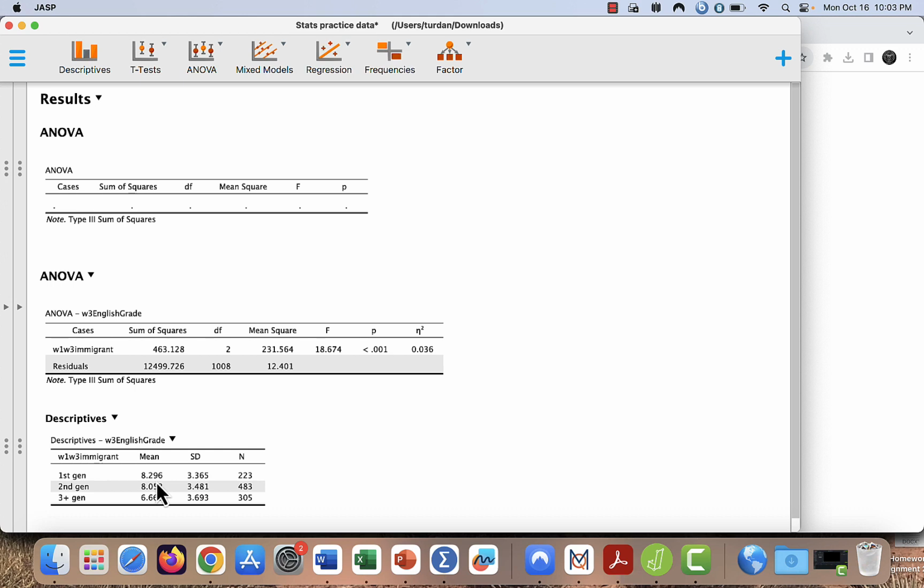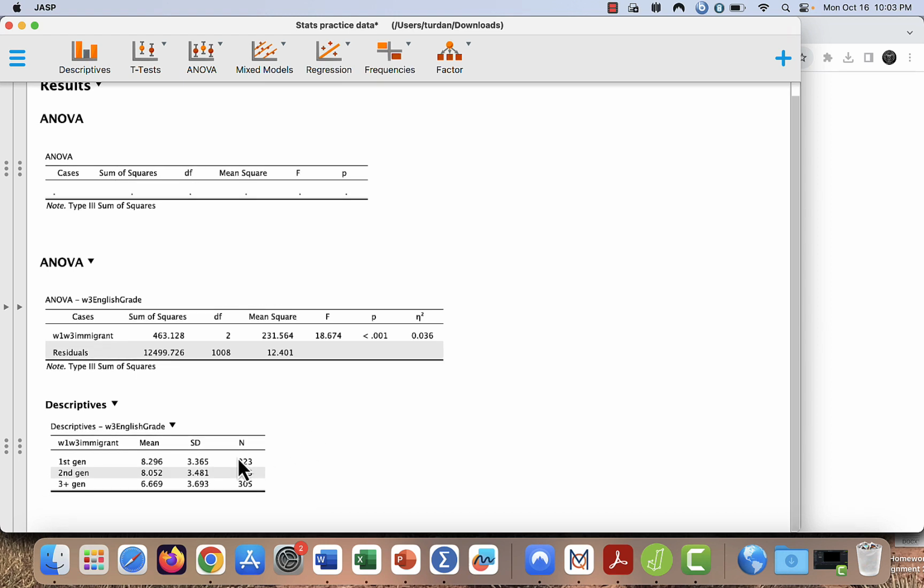Now, we don't know which means differ from each other yet. We need to do a post hoc analysis for that. But just by looking at them, I can see the first and second gen means are pretty similar, and third gen is substantially lower. So think about this. First generation kids are getting better grades in their English class, even though these kids were more likely to have grown up speaking a language other than English. They're still getting better grades in their English class than third generation kids are.